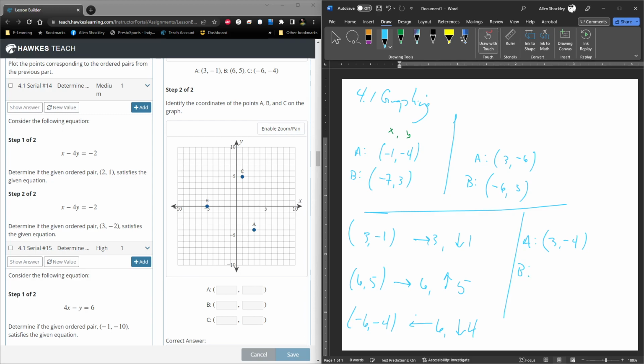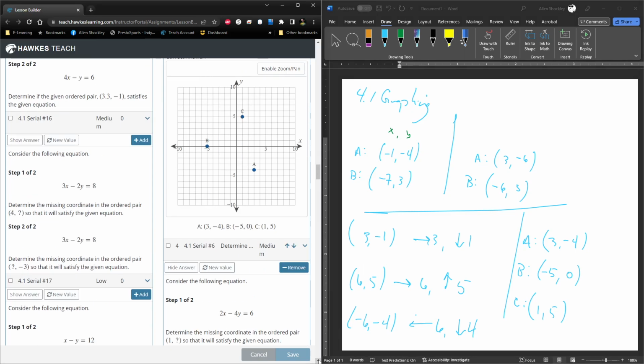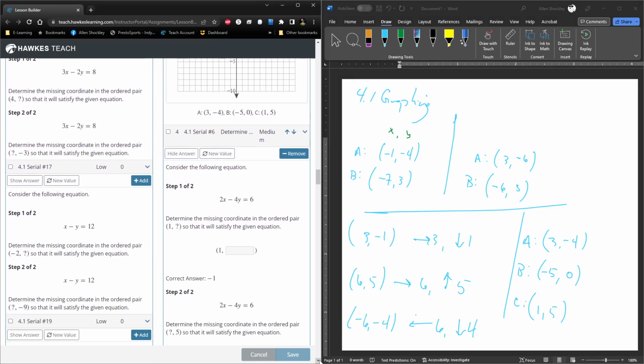B is going to be an interesting one because it sits right here. So I had to move negative 5. And then I didn't move up or down. So my y is 0. For C, we're going to move right 1 and up 5. Coordinates are always listed as your x movement and then your y. Okay, so those are done.